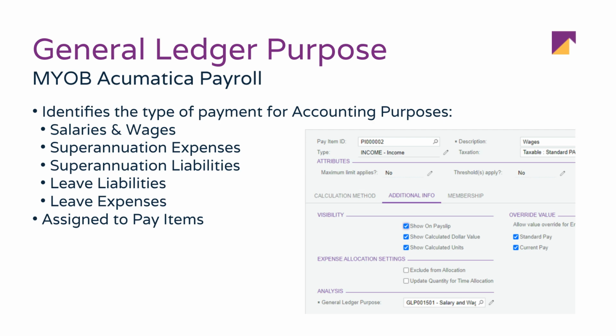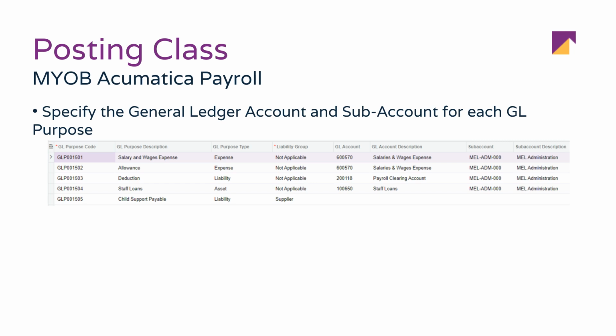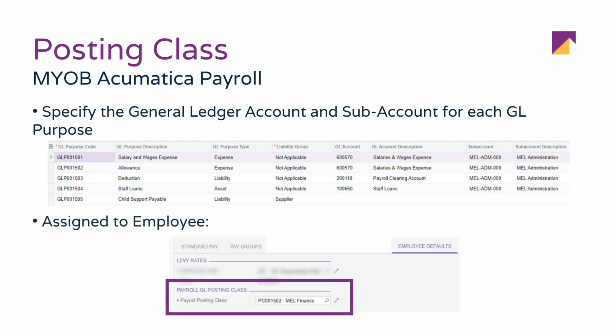The general ledger purpose is used to identify the type of payments for accounting purposes. For example, salaries and wages, superannuation expenses and liabilities, leave liabilities and expenses, etc. Each pay item is assigned the appropriate general ledger purpose. Posting classes are used to link each general ledger purpose with the appropriate general ledger account and sub-account in your financial system. You could have a number of posting classes to accommodate your general ledger account and sub-account structure.